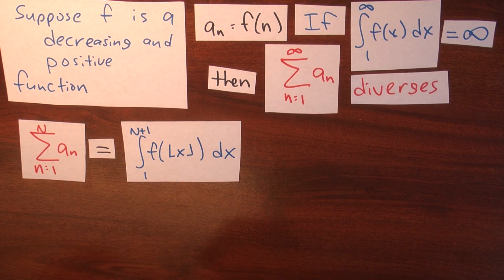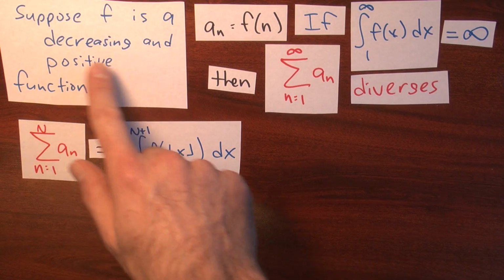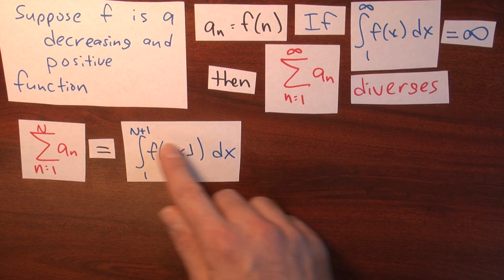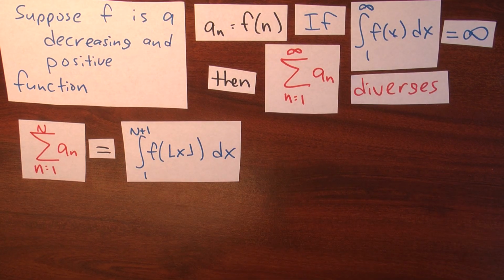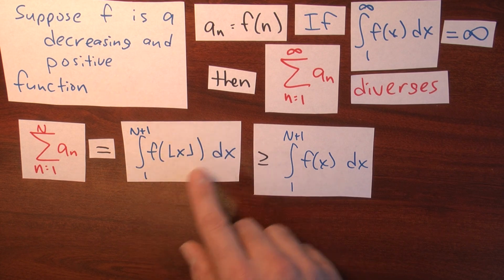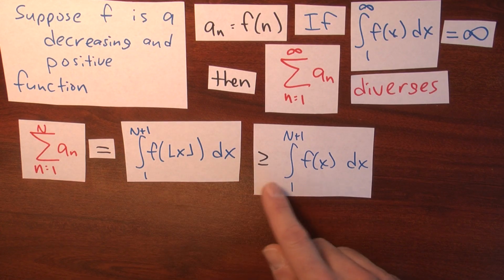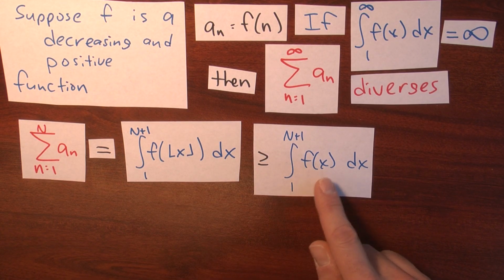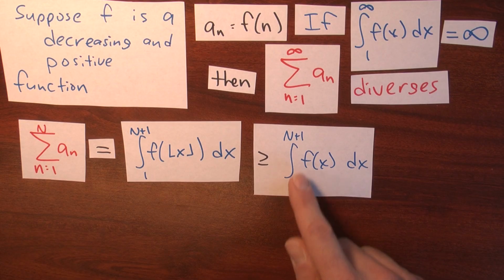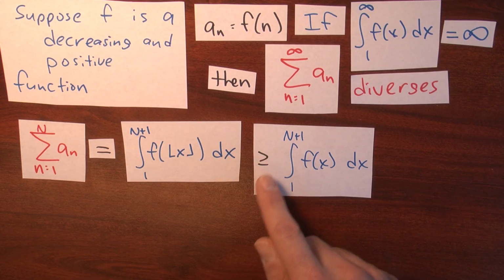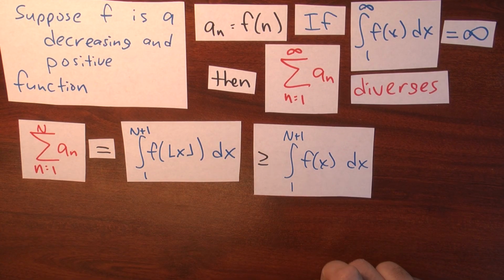Now what can I do? Well, I know that f is a decreasing function. So if I plug in a bigger input, the function's output is smaller. And that tells me that the integral of f of floor of x goes from 1 to big N plus 1, is bigger than or equal to the integral of just f of x goes from 1 to big N plus 1. Because f of the floor of x is at least as big as f of x.